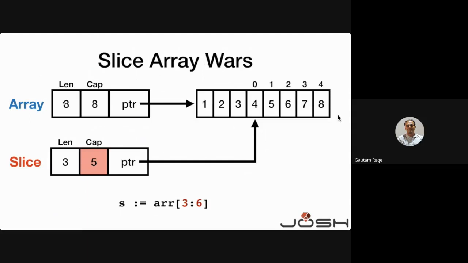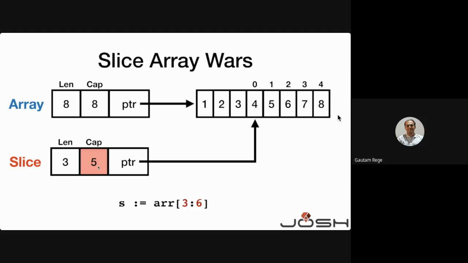The initial array is of length 8, capacity 8, and it has a pointer. So the array is a struct internally which has 3 fields: length, capacity, and a pointer. The pointer points to the actual heap where the array is stored. The slice we created initially is peeking into the same array, which means the pointer value is the same. The length is 3, but the capacity is 5.